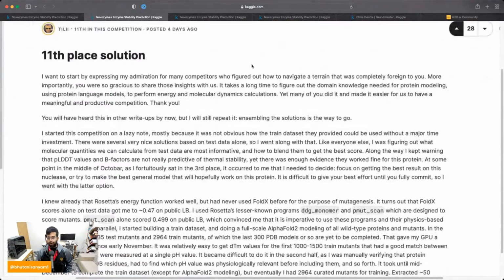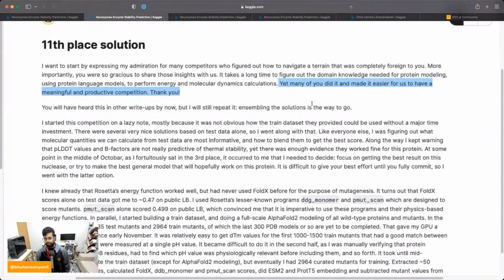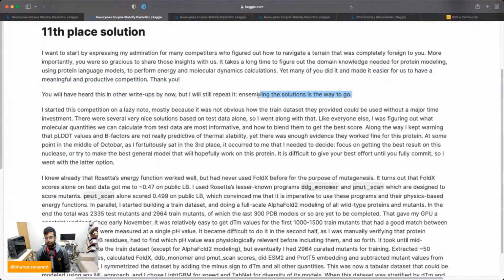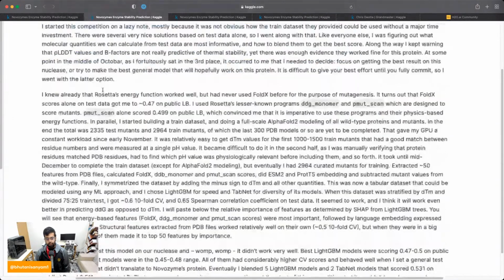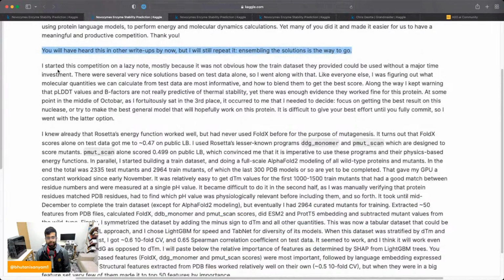He says it takes a long time to figure out the domain knowledge needed for protein language models and other things, yet many of you did it and made it easier for us to have a meaningful and productive competition. He says ensembling the solution is the way to go. He started this competition on a lazy note. There were several very nice solutions based on test data, so he went along with that.